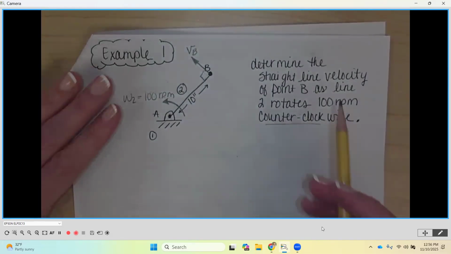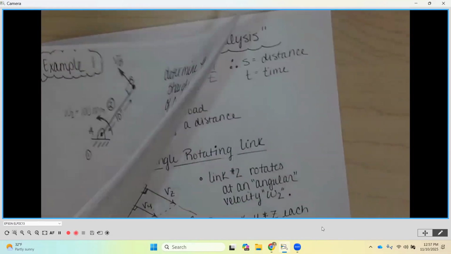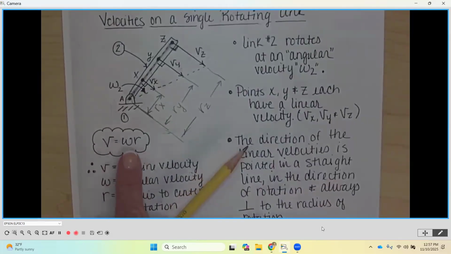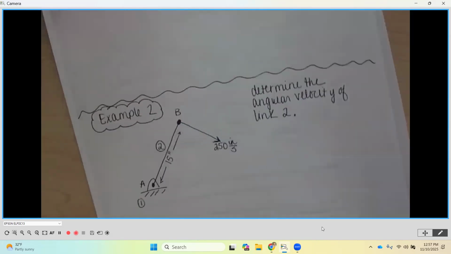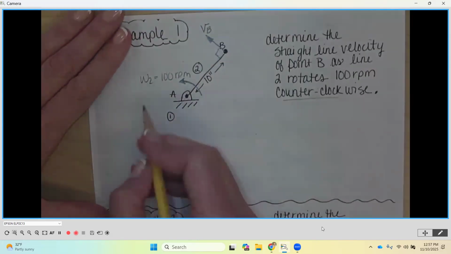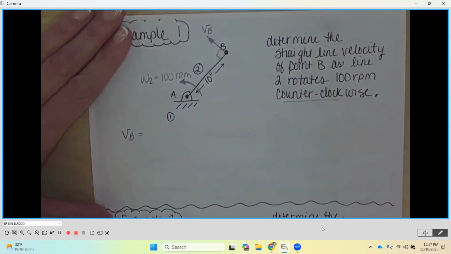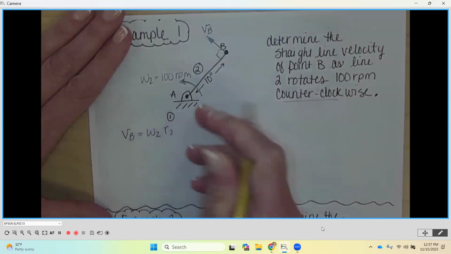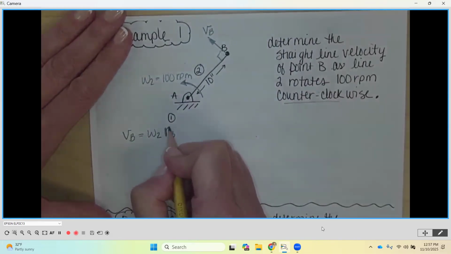Now, to determine that straight line velocity, we're going to use that relationship from the first page. We know that V is equal to W times R, or angular velocity times the radius. Now, it's in the form that I need it in, right? So we are going to write it as VB is going to be equal to W2 times RB. Now, we don't see RB on here, do we?